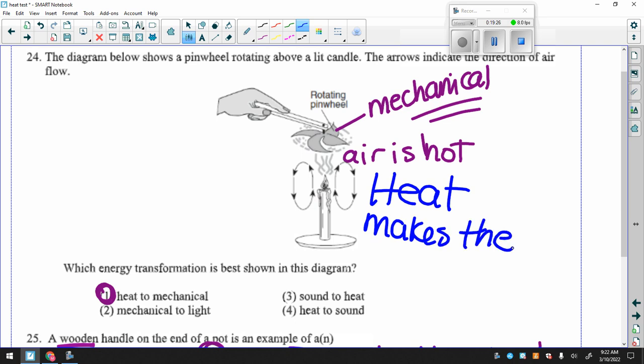The pinwheel is moving. The pinwheel means mechanical energy. Here's the Y. I wrote it for you just now. What's the Y? Heat makes the pinwheel move. Moving is mechanical. Heat to mechanical. Write the Y. Oh, good. He got it. Thank you, Mr.